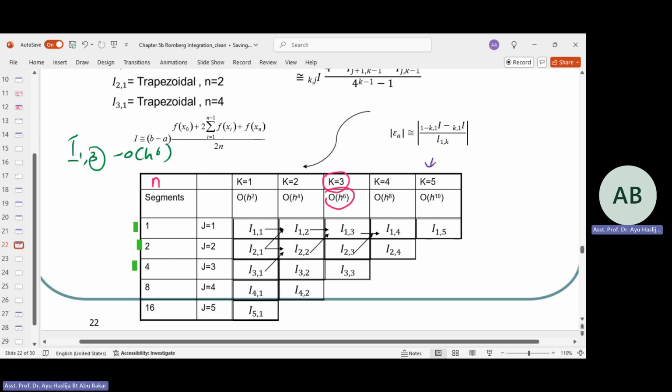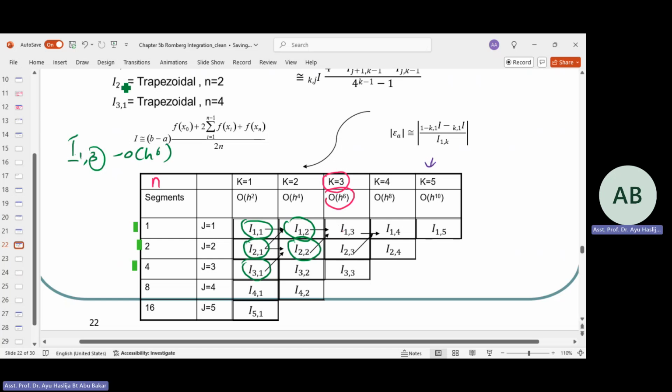Okay, this is K level 3, which is OH6. Now, in order to reach I13, you need I12 and I22. To get I12, you need this. To get I22, you need I21 and I31. So you need those values. You will go backward to estimate the values that you require in order to find I13.